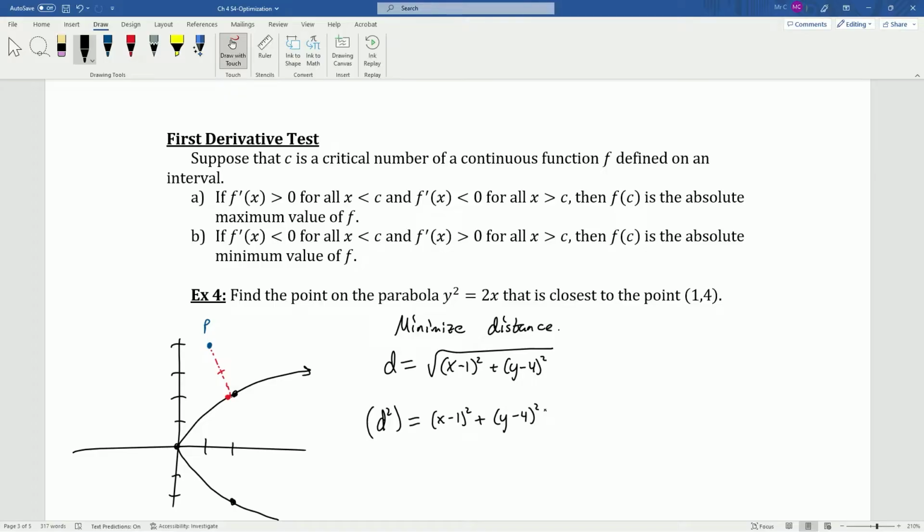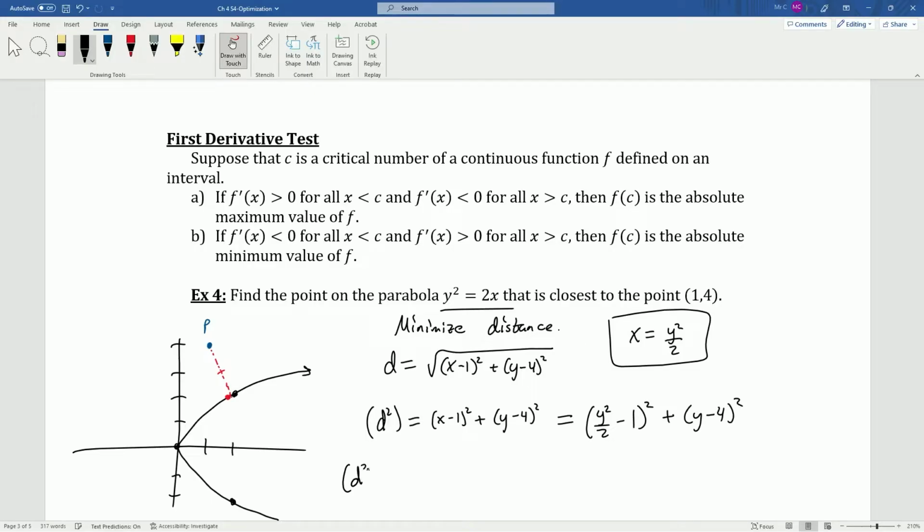Now, what constraint do we have? Well, the constraint is the parabola itself, y squared equals 2x. So we can replace x with y squared over 2. So in this case, our d squared becomes y squared over 2 minus 1 squared plus y minus 4 squared.